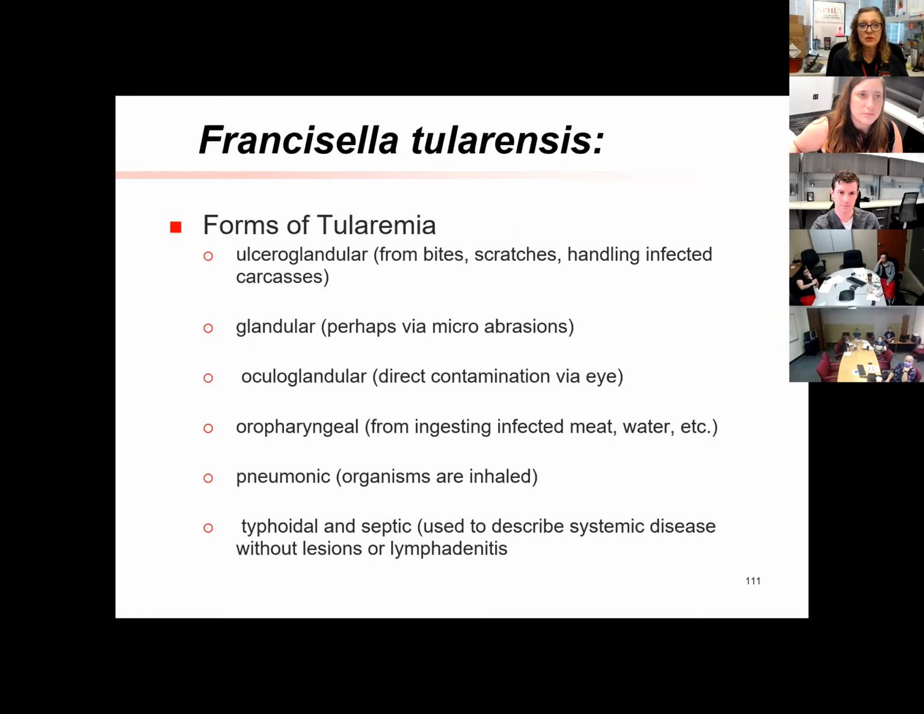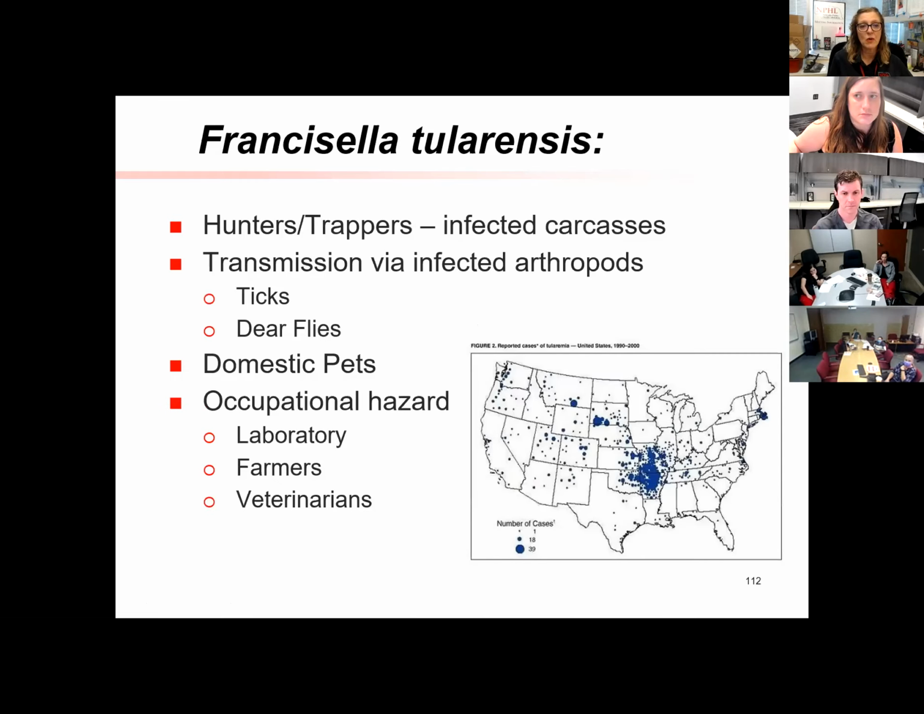All right, other forms of tularemia. We have seen it in the eye, ulceroglandular or oculoglandular, the eye, sorry. Even oropharyngeal. It can be pneumonic if the organism is inhaled, very rare, but it's happened. And then also, even without lesions, it can get into the lymph nodes and present itself there. So don't rule it out just because it's not an ugly wound. It can be almost anywhere.